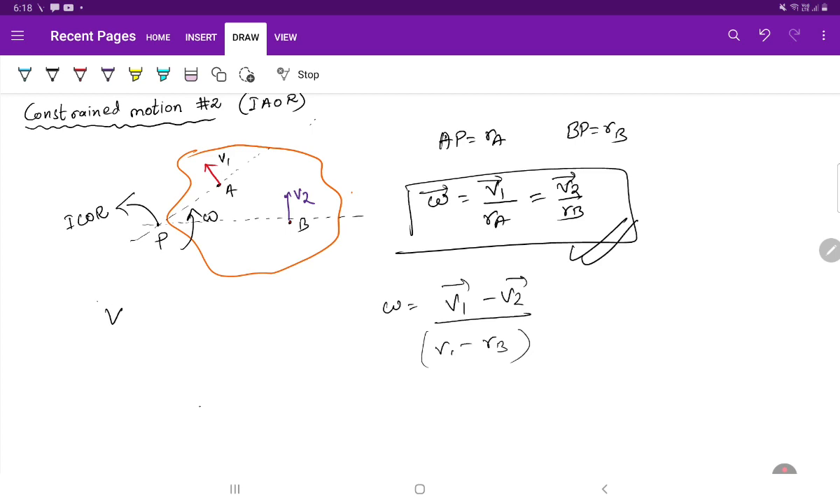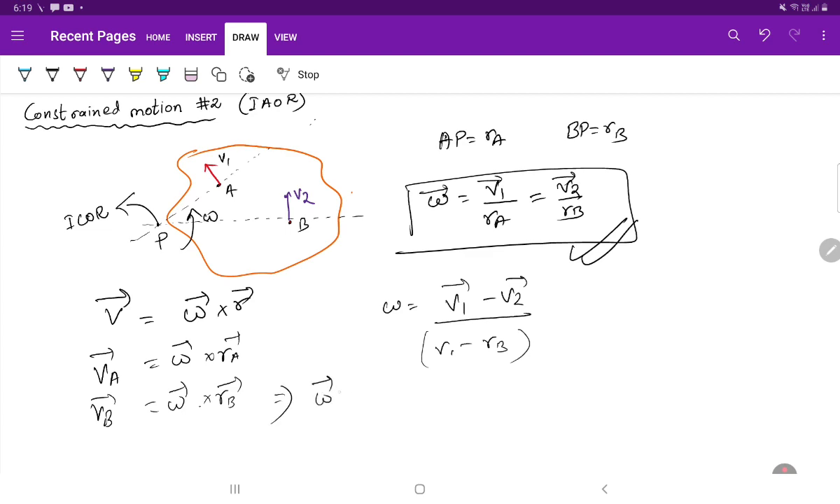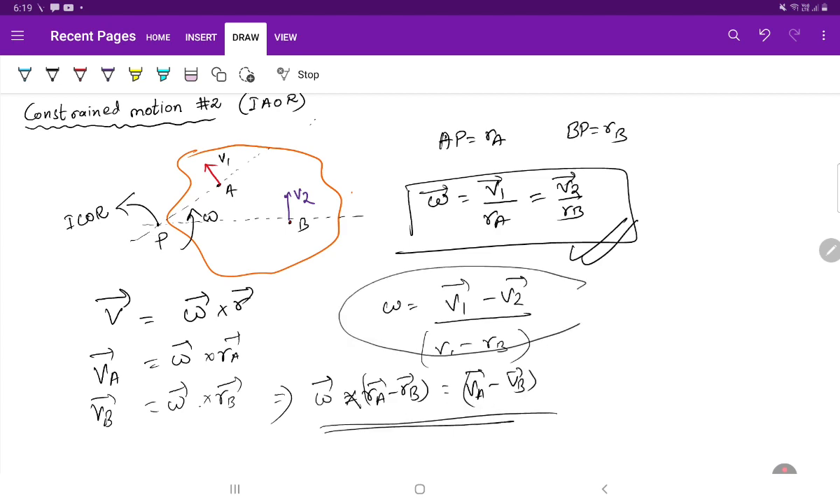So basically what we say is that V vector is equal to omega cross R. This is the real definition of the relation between velocity, omega vector and R vector. Now VA vector can be written as omega vector cross RA vector. VB vector can be written as omega vector cross RB vector. So I can say that omega vector cross (RA vector minus RB vector) is equal to VA vector minus VB vector. Probably this equation makes sense rather than this one.